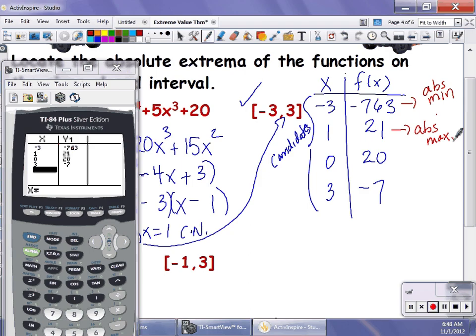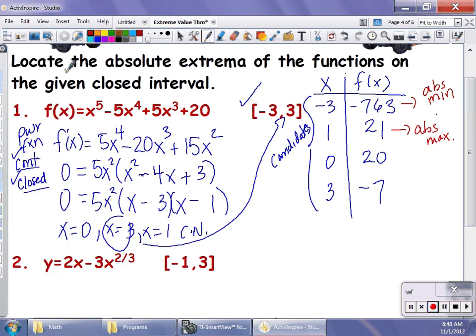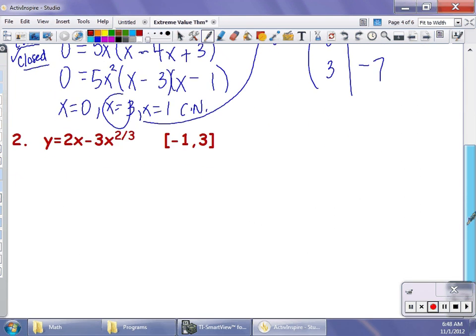Okay, easy stuff. Let's do one more because the other function has something interesting that I want you to see. Problem number 2. We have to check whether or not 2x minus 3x to the 2/3 power is continuous or not. It is a power function and it is continuous, so that's okay. We have a closed interval, which is given, so that's okay. So the conditions are met, so we know for sure that this function is going to have an absolute maximum and an absolute minimum. So we have our endpoints.